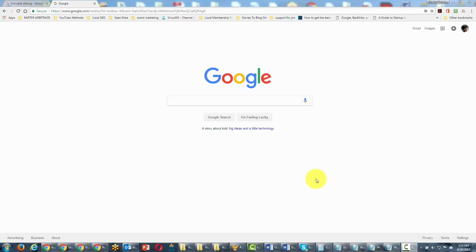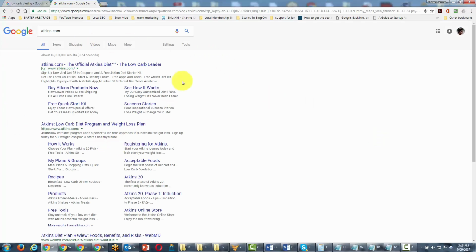One way to use the search engine is to find sites that are going to be related to the one that you are actually doing research on. So in this particular case, if we were to write in the site atkins.com, we would actually find that all of the results would be focused around the site, as it should be.